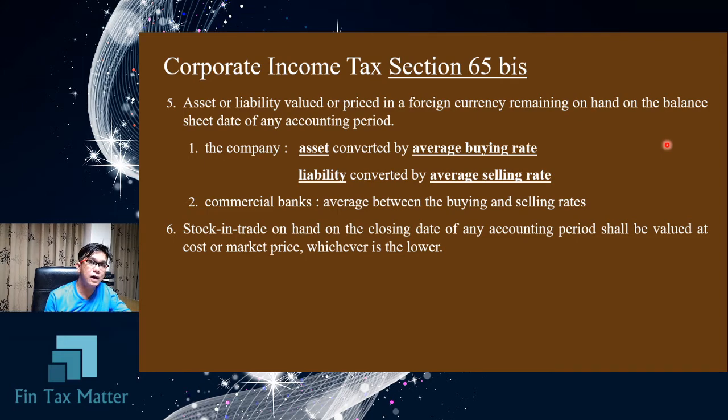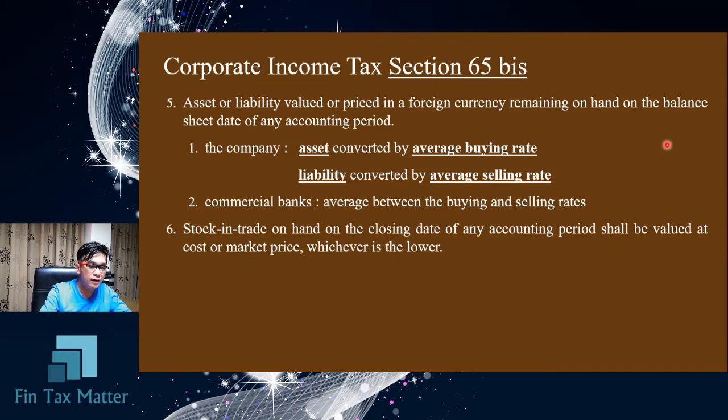But if they agree in another foreign currency such as the US dollar, and this amount is not yet settled at the end of the accounting period, in the financial statement it will be shown as account receivable. So the account receivable is a kind of asset that is priced in foreign currency. At the balance sheet date, this US dollar balance shall be recalculated to Thai baht using the exchange rate at the end of the accounting period. So we will have what we call unrealized gain or loss on exchange rate. This unrealized gain or loss will be included in the calculation of the taxable net profit. That is the meaning of section 65 bis number 5.